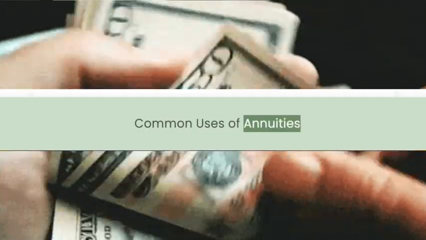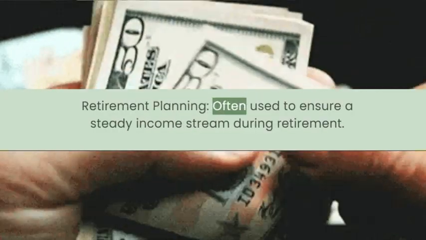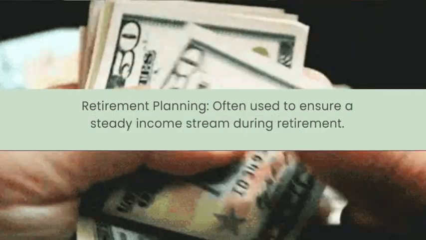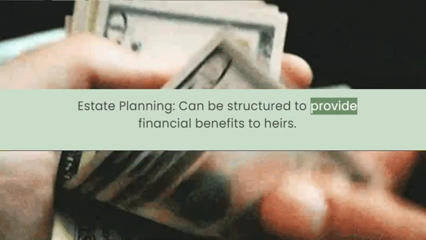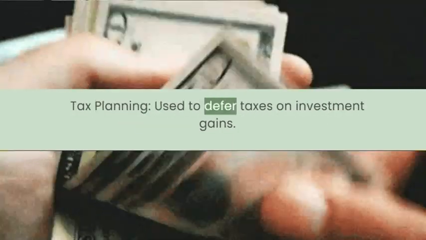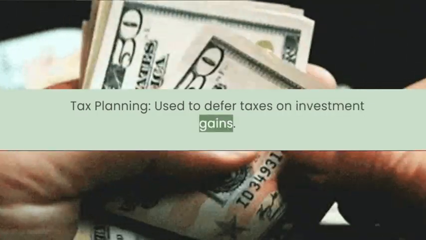Common uses of annuities. Retirement planning: often used to ensure a steady income stream during retirement. Estate planning: can be structured to provide financial benefits to heirs. Tax planning: used to defer taxes on investment gains.